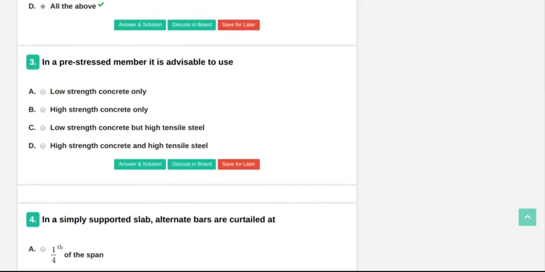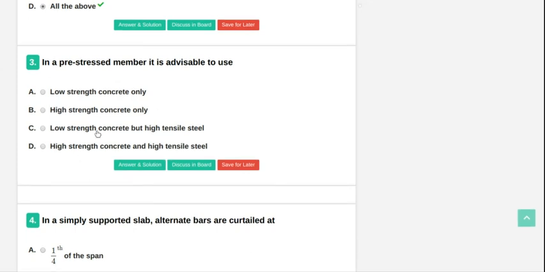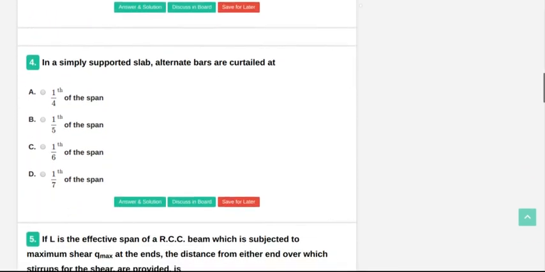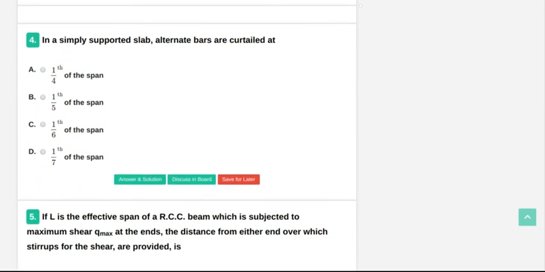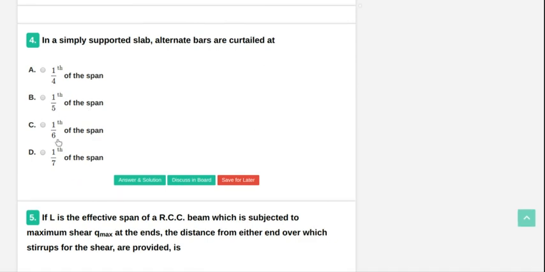In a pre-stressed member, it is advisable to use high-strength concrete and high-tensile steel. In a simply supported slab, alternate bars are curtailed at 1/7 of the span.